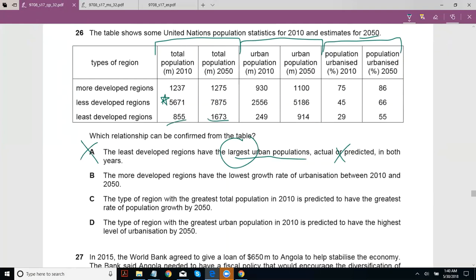The more developed regions have the lowest growth rate of urbanization between 2010 and 2050. Since we've talked about growth rate, you have to find out change. If you want to find out change here, this is 11%. This was also 11%. And here this is 30, 20. So this is 26% if I did the math correctly. But the point here is, the more developed regions have the lowest growth rate of urbanization between 2010 and 2050.